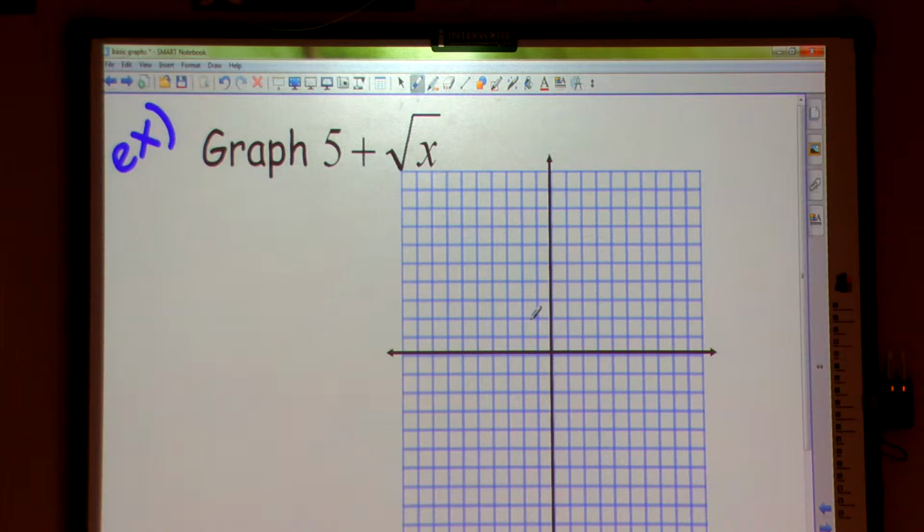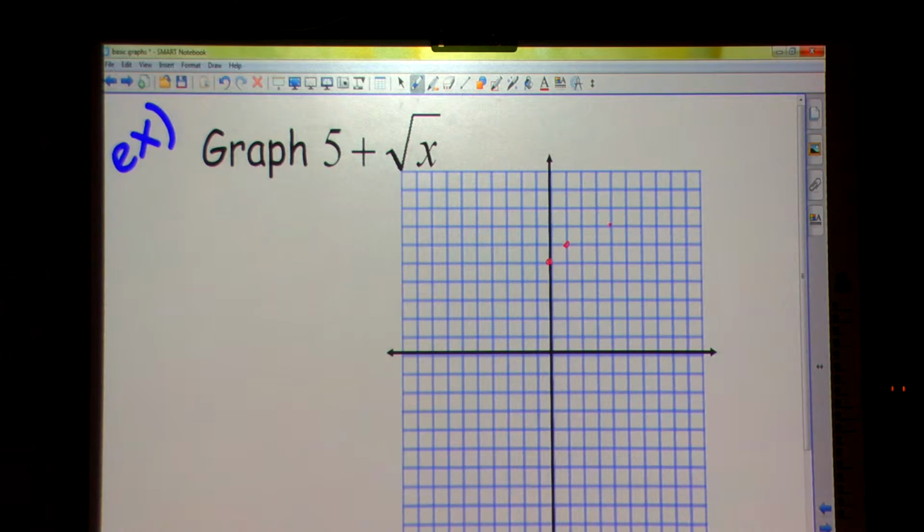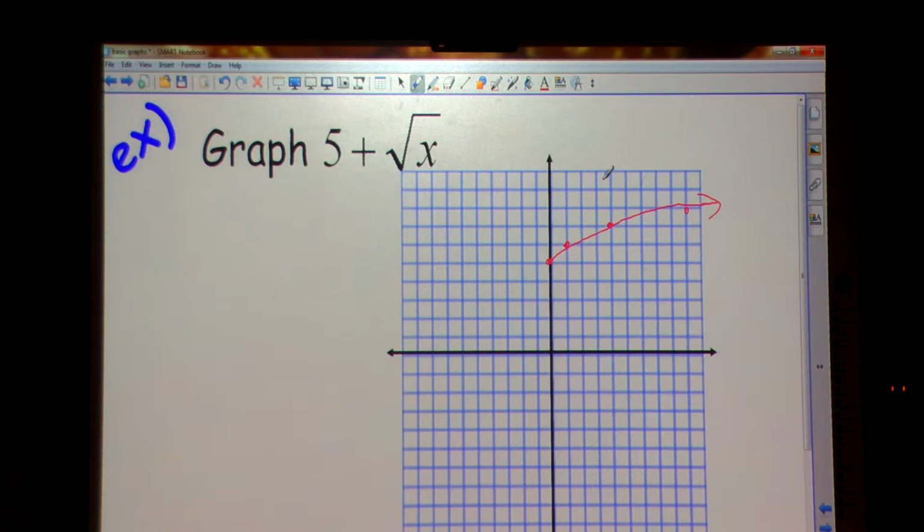Next one, 5 plus square root of x. Now we know square root of x is just a hill. We know it looks like that. Shifting it up 5, it's going to look like that. But let's be accurate. If I plug in 0, I'm going to get 5. Plug in 1, I'm going to get 6. Don't plug in 2 because you don't know square root of 2. Plug in 4, I'm going to get 2 plus 5 is 7. Plug in 9, I'll get 8. So we know it looks like this. So there's my square root of x plus 5. Just a hill shifted up.